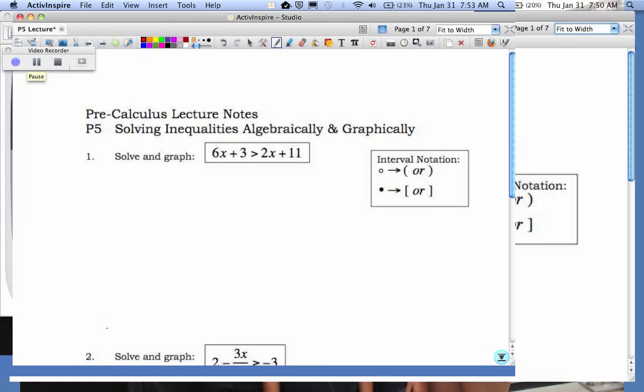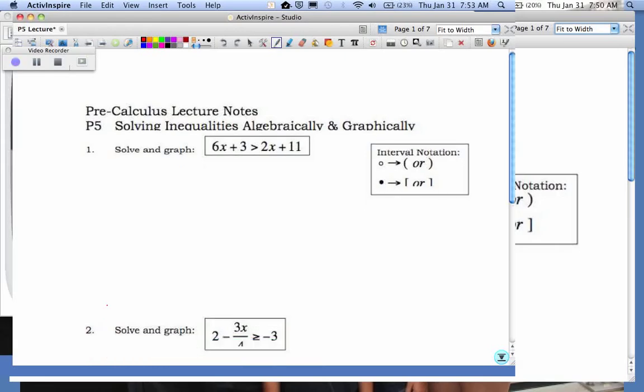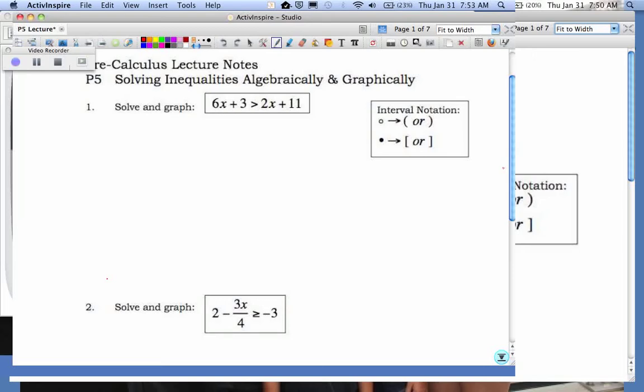So on the schedule, the P5 says day 1, day 2, but it's just one lecture. So we'll do as much as we can today, finish up whatever is left tomorrow. But there are 2 worksheets. There is a day 1 and a day 2 worksheet, so you're expected to do both of those. Solving inequalities algebraically and graphically, so we do some of the inequality work today.